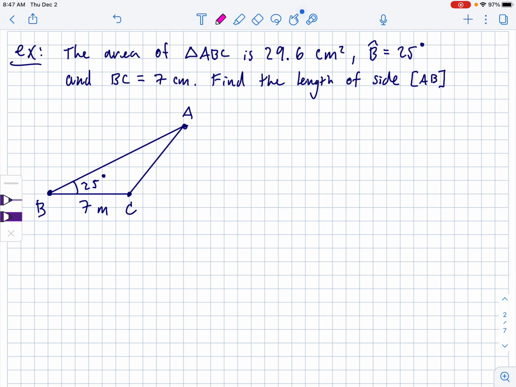Next up, slightly different problem because they give us the area. It says the area of triangle ABC is 29.6 centimeters squared, but then they give us the angle 25 and one of the sides. So we already know the area is 29.6, and that's equal to 1/2 BC, and then the other side is what we're looking for, AB. So we'll just throw AB in there as a little placeholder. And then that's times the sine of 25 degrees.